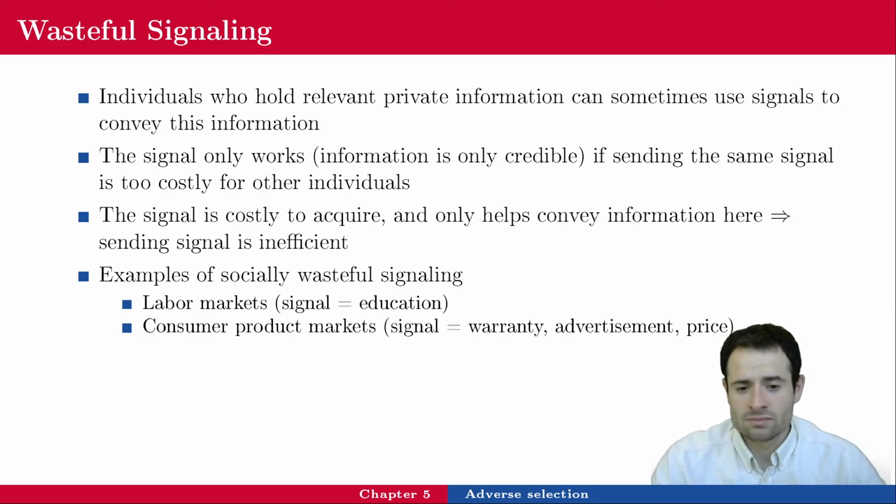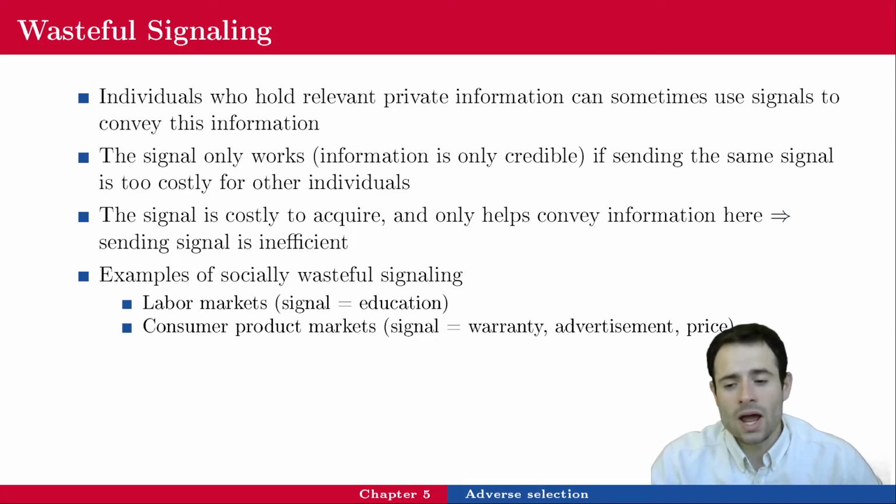Consumer product markets. I mentioned warranty as a signal. Advertising can be a signal. Price can be a signal. If the price of a good is high, it could be a signal that it was costly to produce or that it is a high quality product.